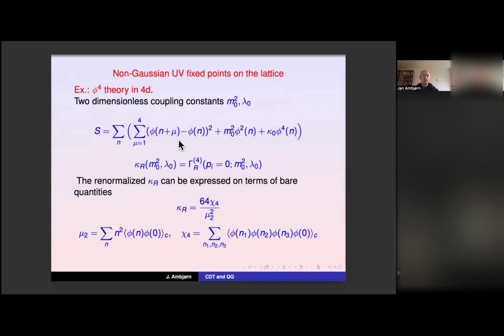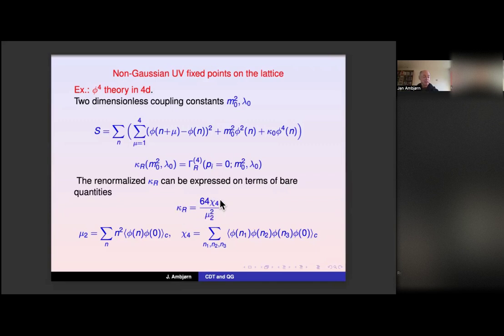So we have to make some definition of a renormalized coupling constant in terms of the bare coupling constants of the theory. One standard definition on the lattice is to take the one-particle irreducible 4-point function at zero momentum. You can now express this in terms of bare quantities on the lattice, which you can directly measure.